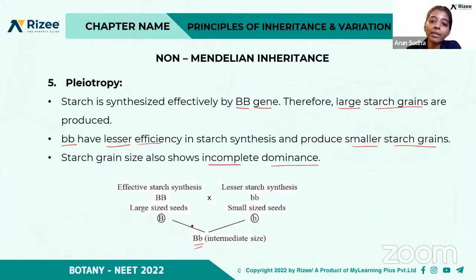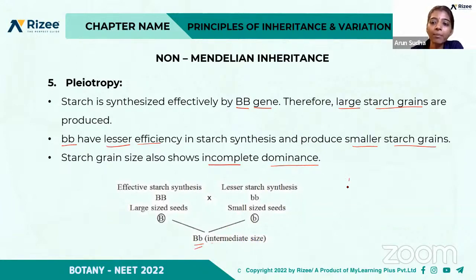If it is completely dominant, what will be the heterozygous here? The B will be dominant, and in the F1 generation it will be large size, correct? That is as per Mendel's law of dominance. Here, we won't get the intermediate size. So the presence of intermediate size in the F1 generation shows the presence of incomplete dominance.